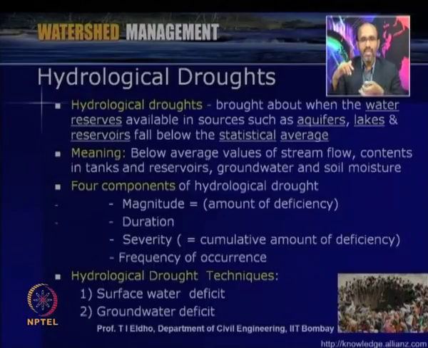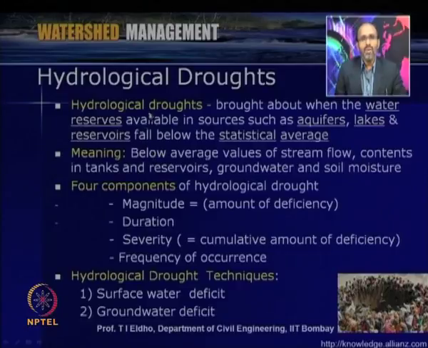This can be due to various reasons, as I mentioned, for example in the Konkan region in Maharashtra. Even though heavy rainfall takes place during the monsoon season, immediately after the rainfall all the water will be drained due to the topography of the region. So hydrological drought will be there for the next 6 months like that. Hydrological drought means below average values of stream flow, water in tanks, ponds and reservoirs, groundwater and soil moisture. All this will be less than the average or minimal mean values.